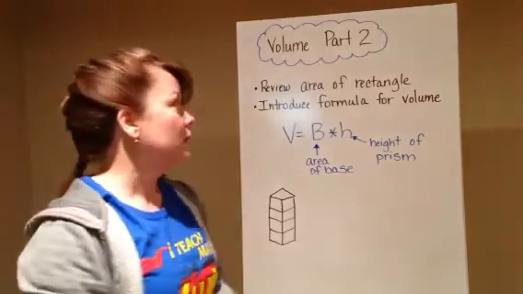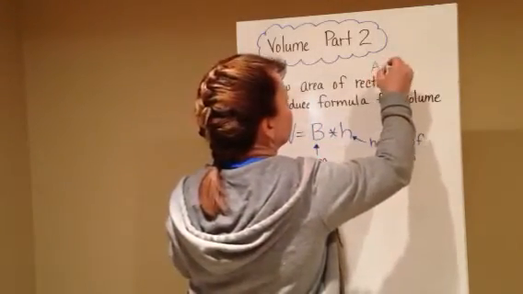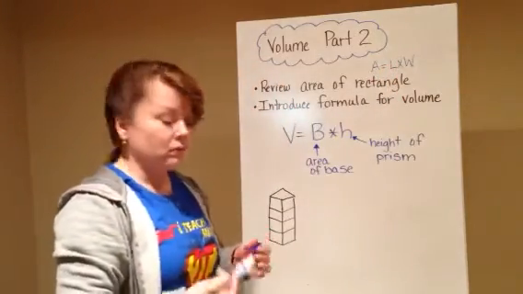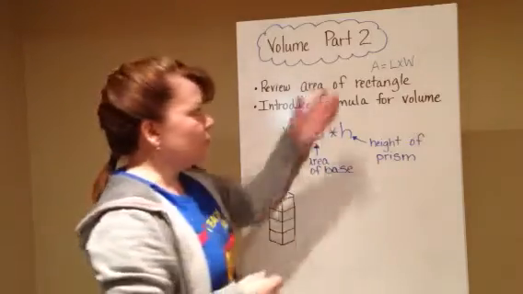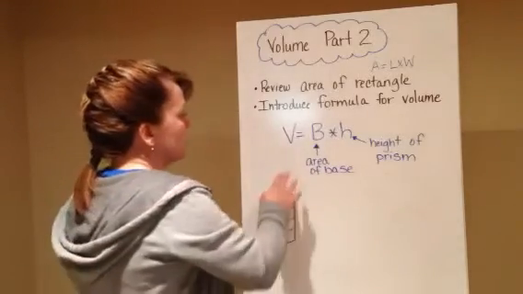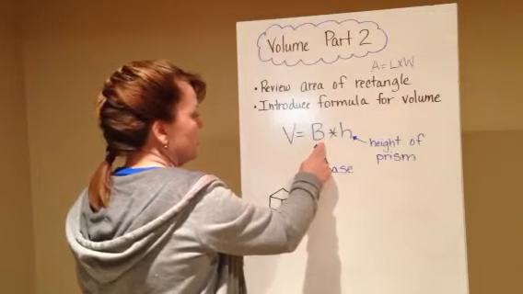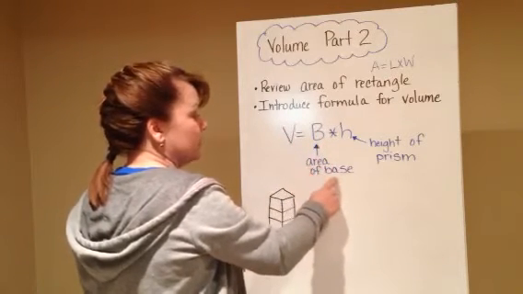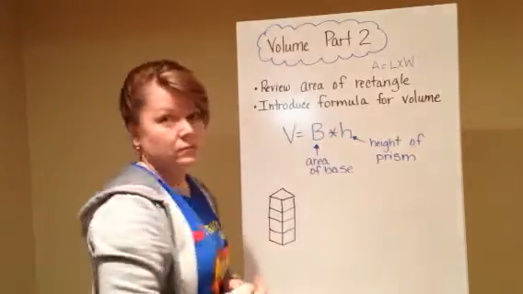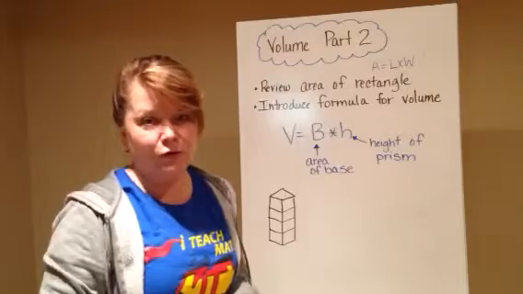If you will recall, area of a rectangle was length times width, or base times height, whichever way you want to do that. The reason I bring that formula up is because the volume formula is going to be V for volume equals B, which is the area of the base, times the height of the prism. Okay, so V equals B times H. It doesn't sound too difficult yet.